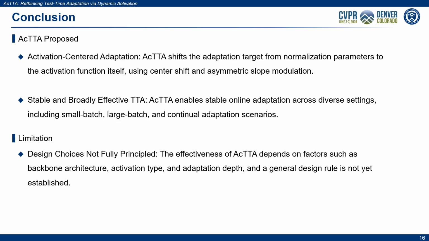To conclude, AcTTA moves the adaptation target from normalization parameters to the activation function itself through center shift and asymmetric slope modulation. It's stable and broadly effective across small batch, large batch, and continuous settings. Our main limitation is that the best design still depends on backbone, activation type, and depth, and a fully principled selection rule is future work.